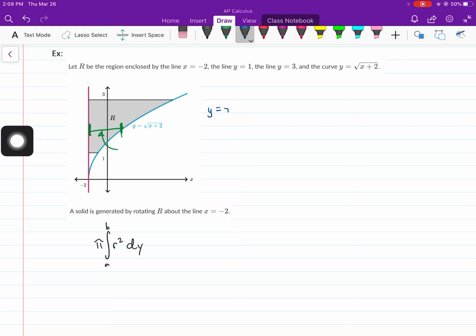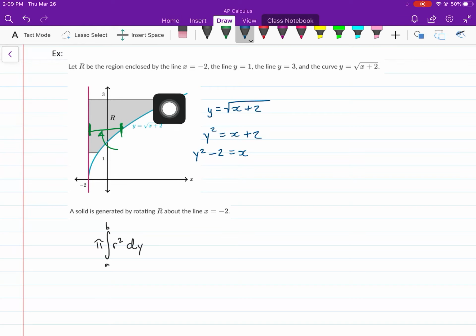So if y equals the square root of x plus 2, let's square both sides. Well, y squared equals x plus 2. So x equals y squared minus 2. So that's our function right here, y squared minus 2, and that's going to be the distance. Now, y squared minus 2 is going to give us the distance from here to there.